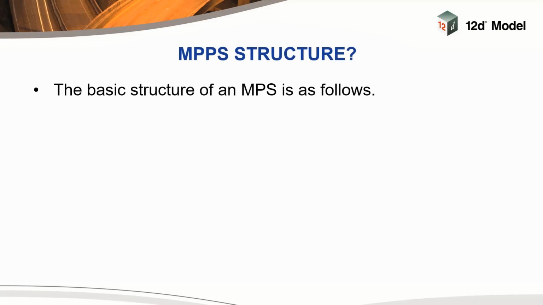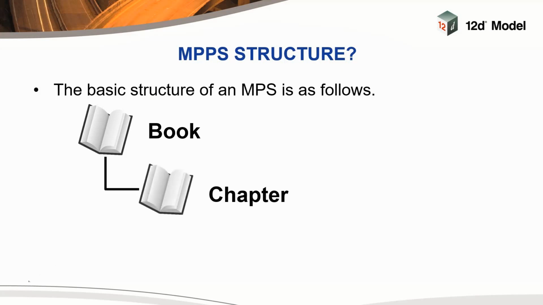Okay, let's have a look at the MPS structure. The basic structure of an MPS is as follows. It all starts with a book. The book is the top level and contains all nodes and subnodes and different items within an MPS plotted output.